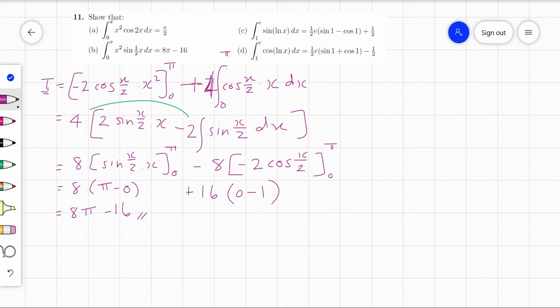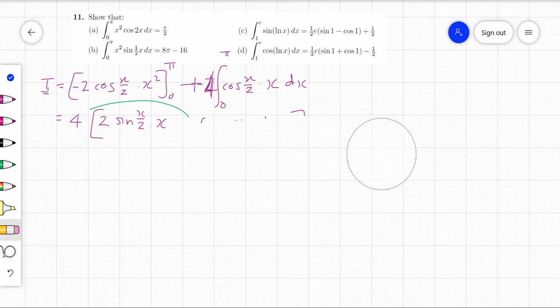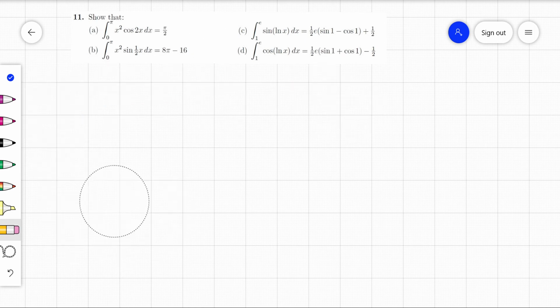All right, so let's do it again. Let's try with C. So remember to stop and try it yourself. Make sure you can pick up any of my errors for me. All right, so let's look at C.